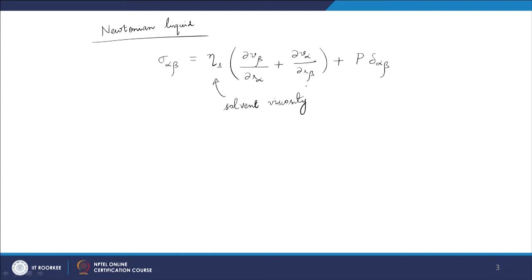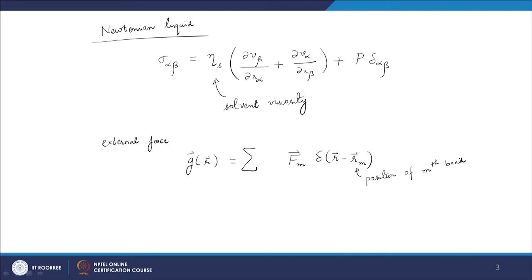So, now to approximate the external force, we will use the idea that the external force is because of the other beads that are present in the solution, and every bead corresponds to a force say F_m, then the net external force should be sum over F_m multiplied by δ(R minus R_m), where R_m is the position of the mth bead and the sum is over all values of m.